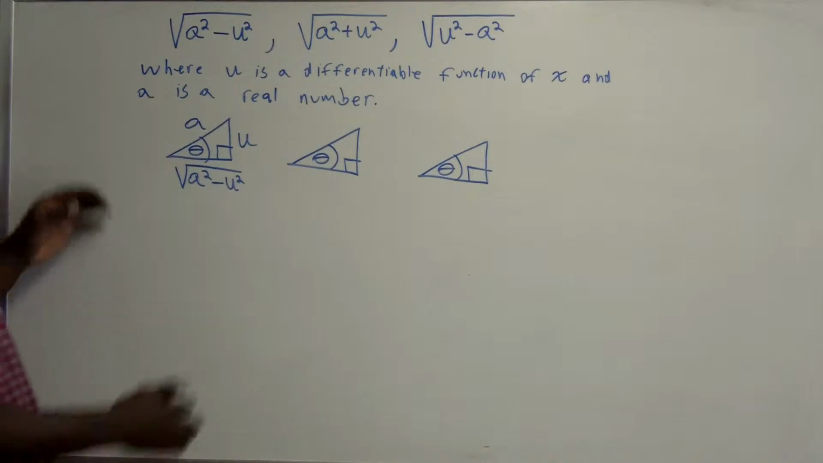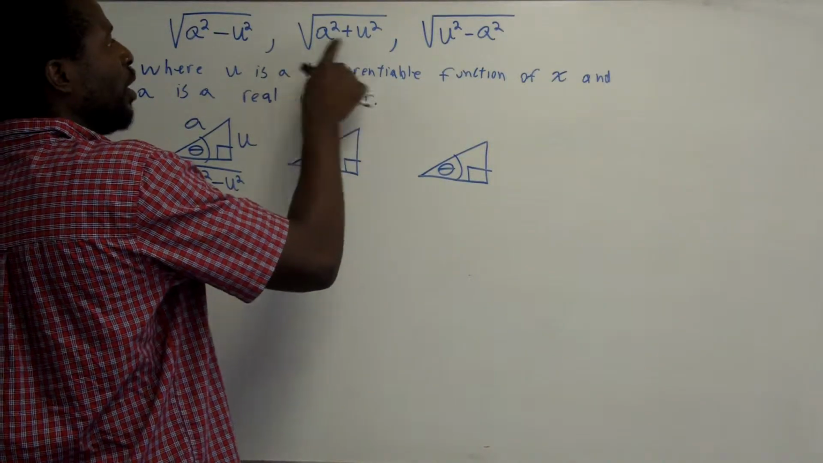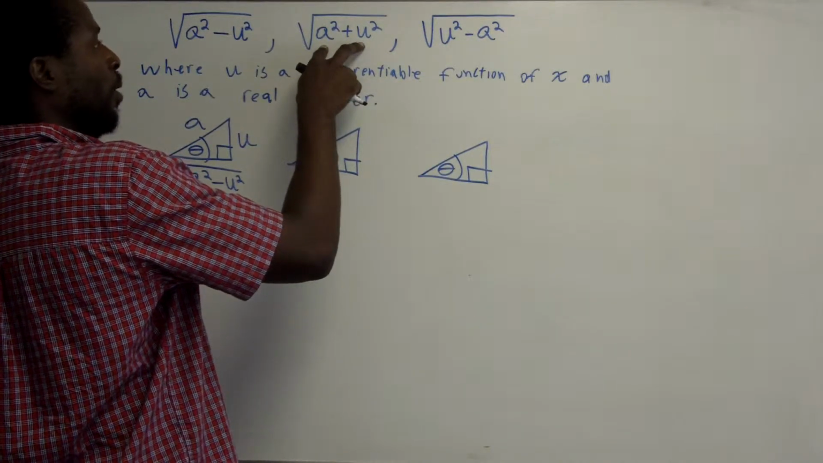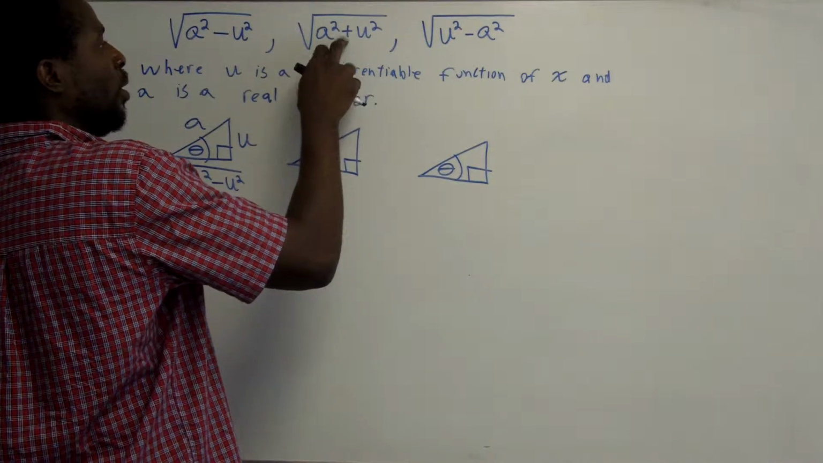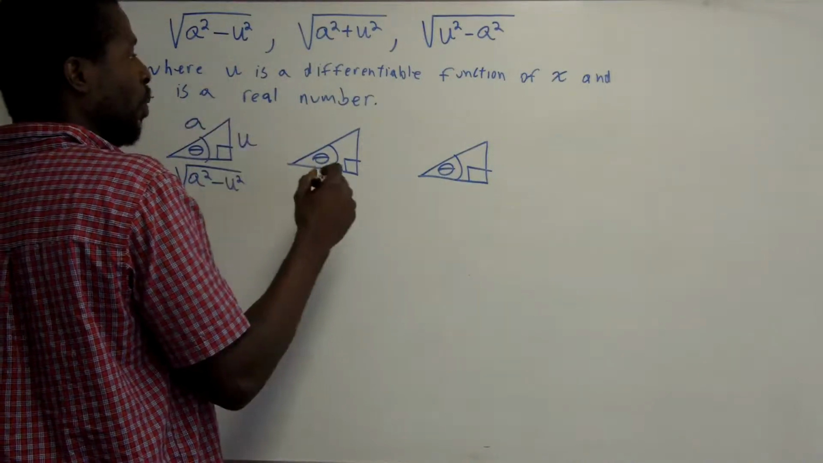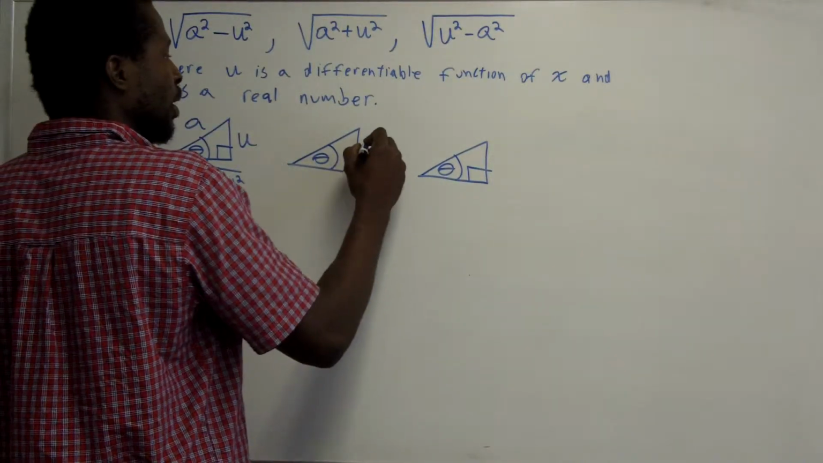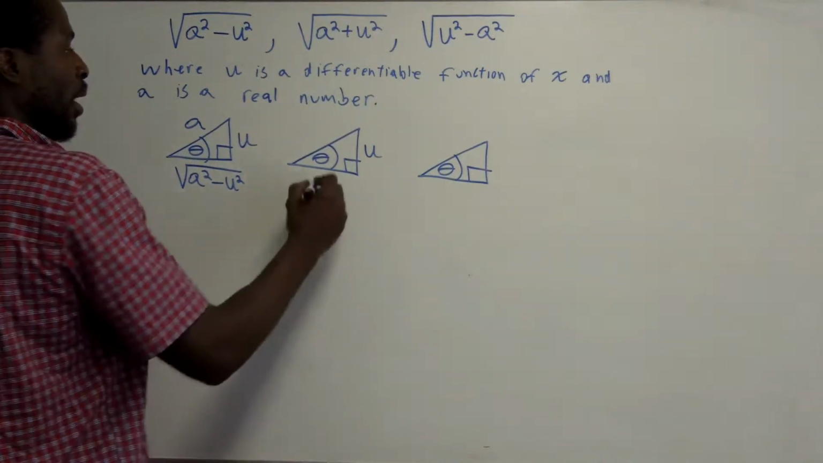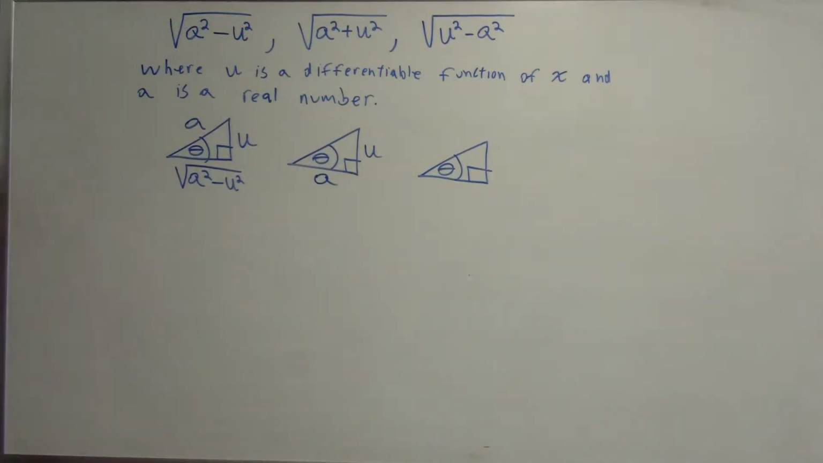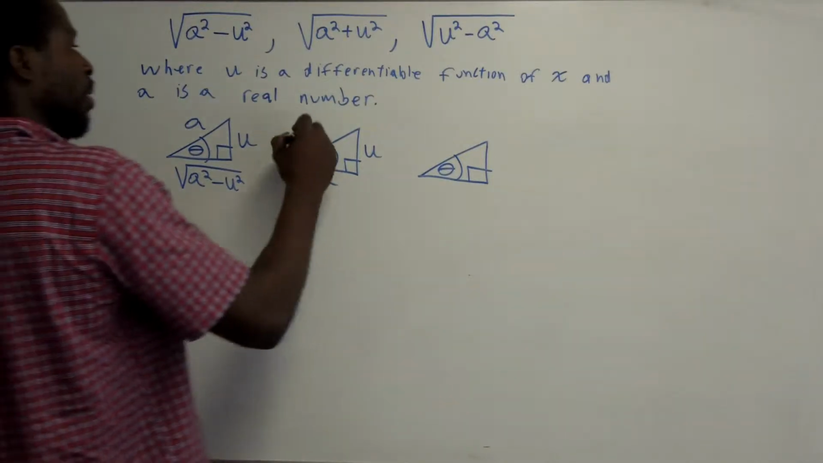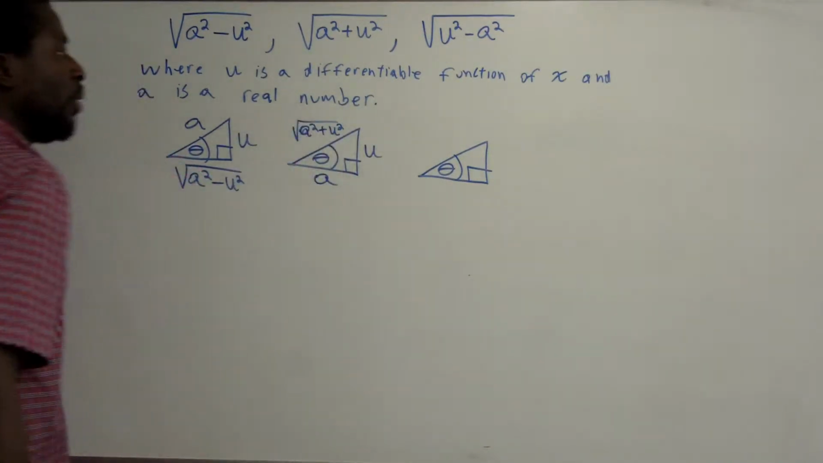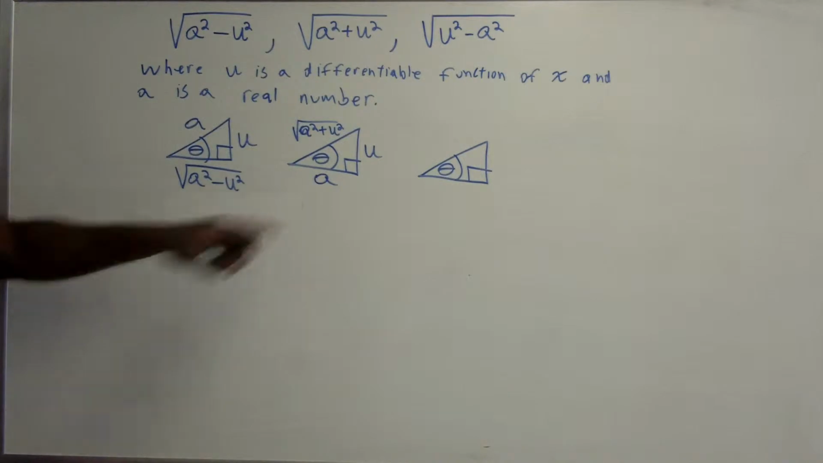This factor here, since it's an addition, both of these are the legs, because if you're solving for the hypotenuse in a Pythagorean theorem problem, you get a sum of two squares. So the square root of one of those squares is a leg, and the other one is also a leg. That means this up here is the square root of A squared plus U squared. Right? So that's where that factor would come from, a triangle that looks like this.